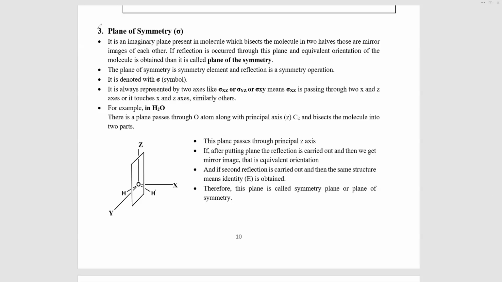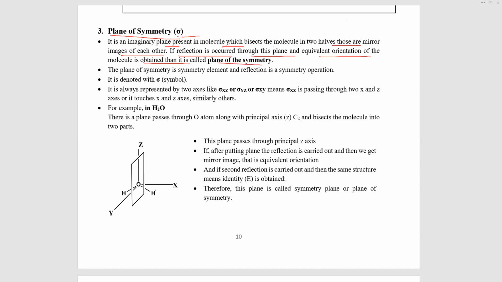So hello friends, in this video we are going to discuss plane of symmetry, that is a part of group theory. The plane of symmetry is represented by sigma. Sigma is the symbol of plane of symmetry. It is an imaginary plane present in the molecule which bisects the molecule into two halves, and those are mirror images of each other. If reflection occurs through this plane and an equivalent orientation of the molecule is obtained, then this is known as plane of symmetry.